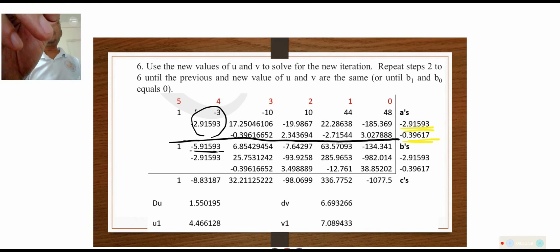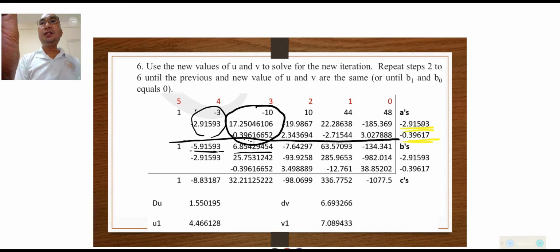Then 5.91593 times this one, that is positive 17. And then again, the multiplication for V1 will only start here because it is delayed by one process. So 1 times negative 0.39617, so negative 0.3917, and then we add, and the answer is positive 6.